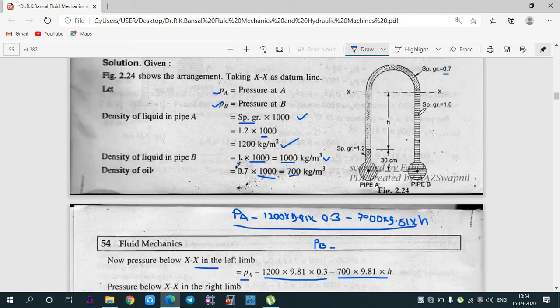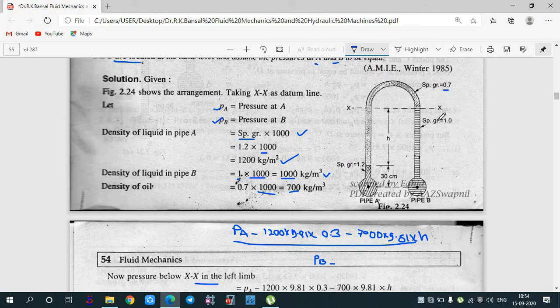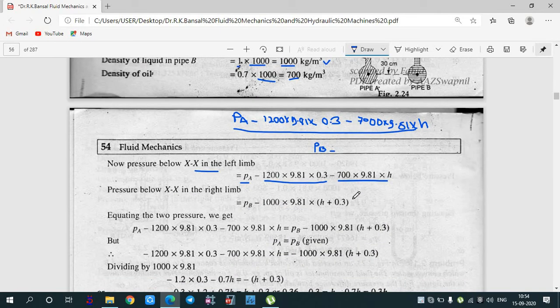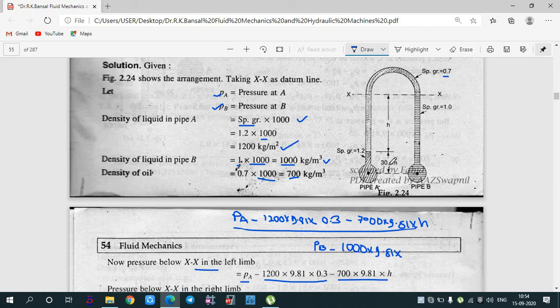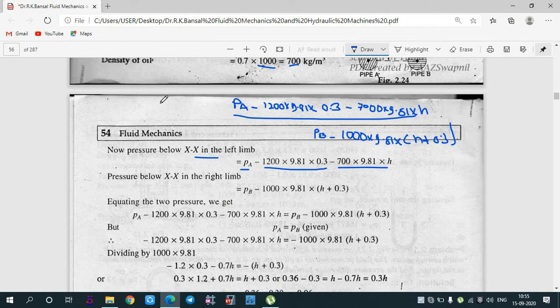Okay, again the fluid is going upward, so it will be negative. It has a specific gravity of 1, so the density will be 1000, into 9.81, into the height. So this height will be equal to H plus 0.3. So this is the left limb, this is the right limb.